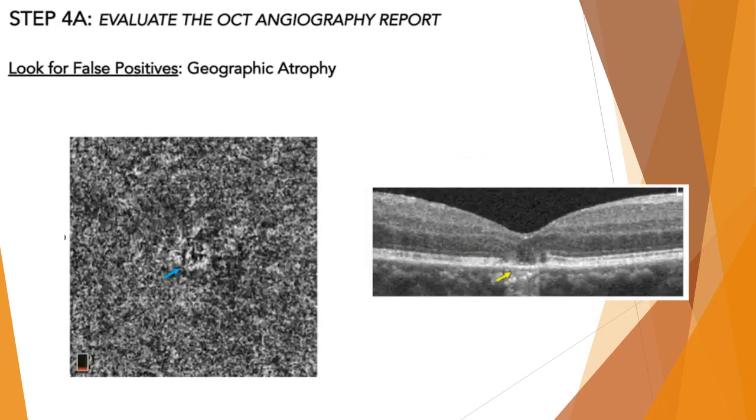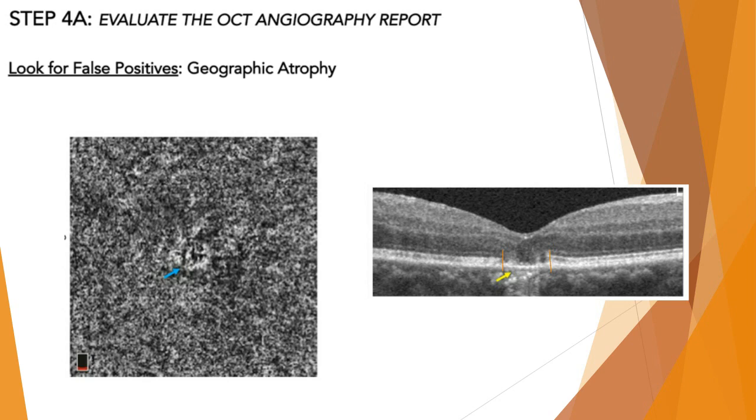So that's false negatives. False positives are when you think you see something and it really is not there, or you think you see a CNV, but it's really not a CNV. So look at this B scan. This patient has an area of geographic atrophy. There's a missing area of RPE that I've put in parentheses there.